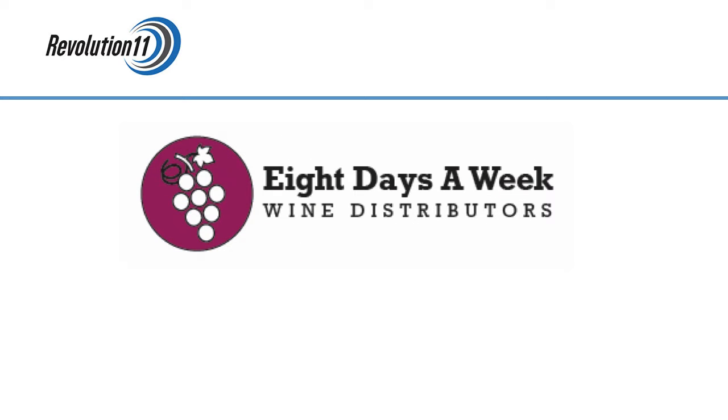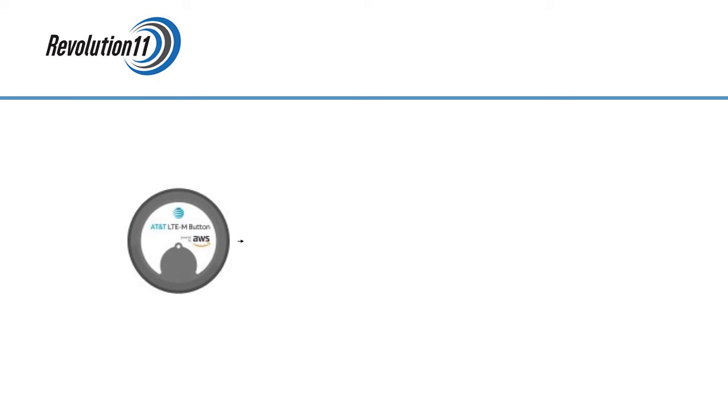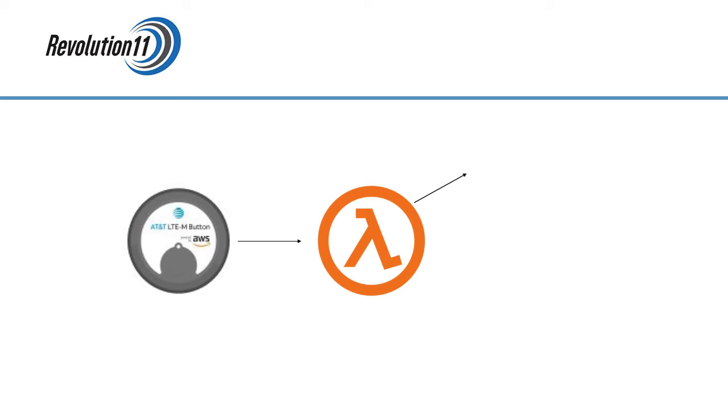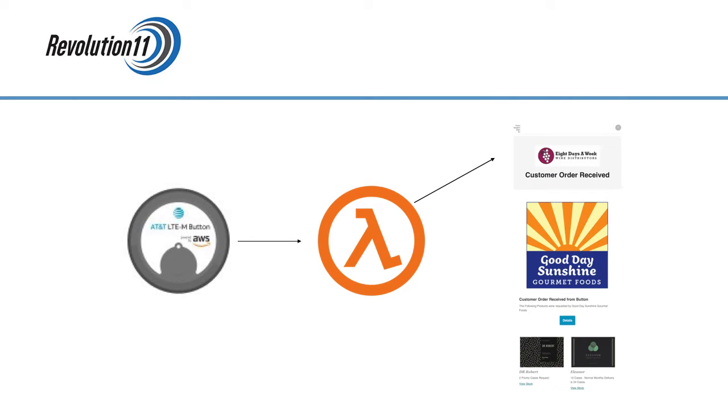Imagine that you're a sales rep for a wine distributor. One of your customers is running low on stock between one of your regular visits. Your button could kick off a workflow, starting with sending an email to you, letting you know the status of the product at your customer's shop.